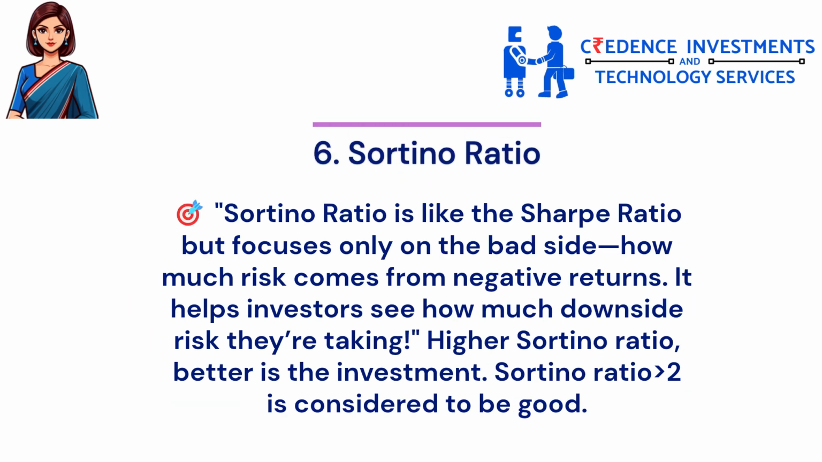6. Sortino ratio. Sortino ratio is like the Sharpe ratio but focuses only on the bad side, how much risk comes from negative returns. It helps investors see how much downside risk they are taking. The higher the Sortino ratio, the better the investment. A Sortino ratio greater than 2 is considered to be good.